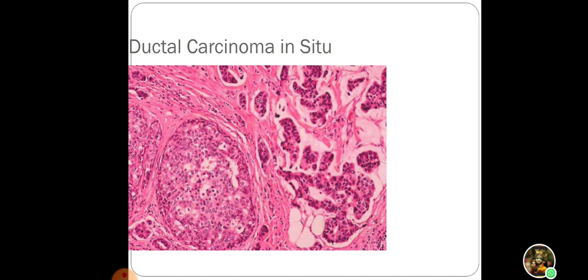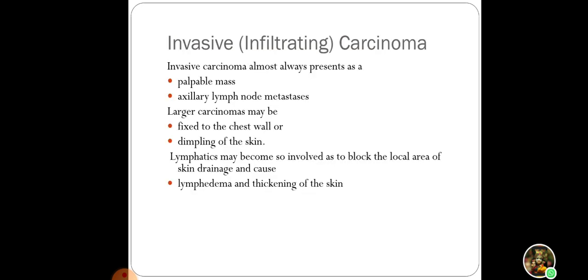These are the pictures of the ductal carcinoma in situ. On the left side you can see the normal tissue structure, and the right side of the picture is showing the malignant cells. Now, invasive or infiltrating carcinoma.